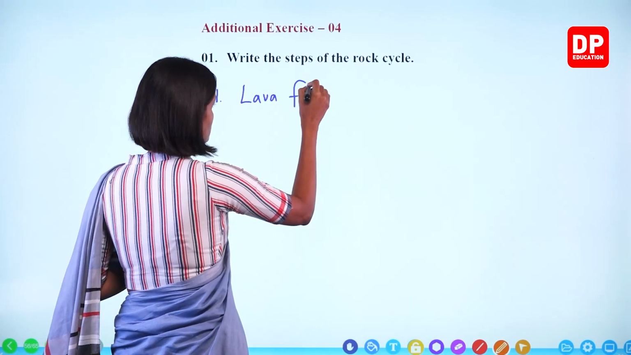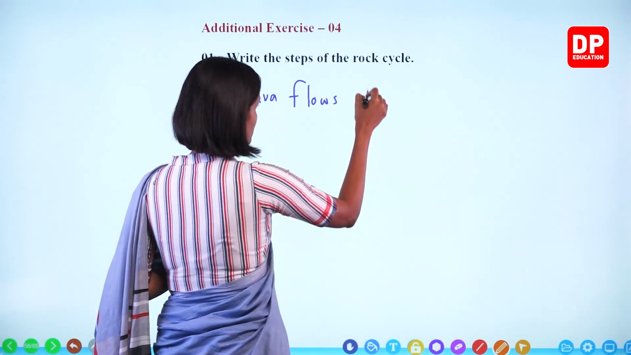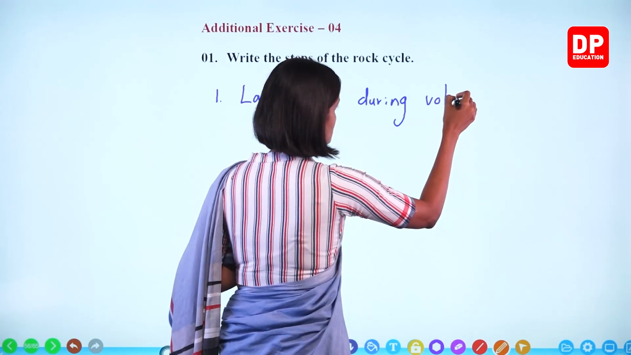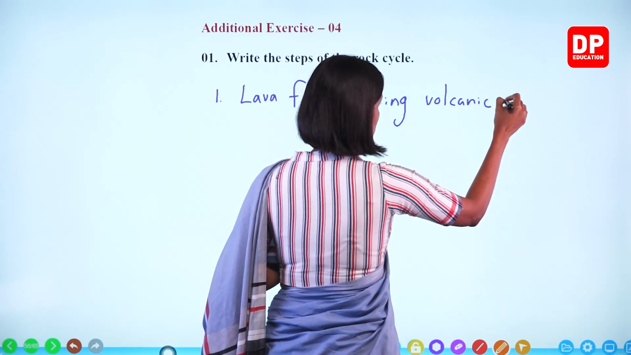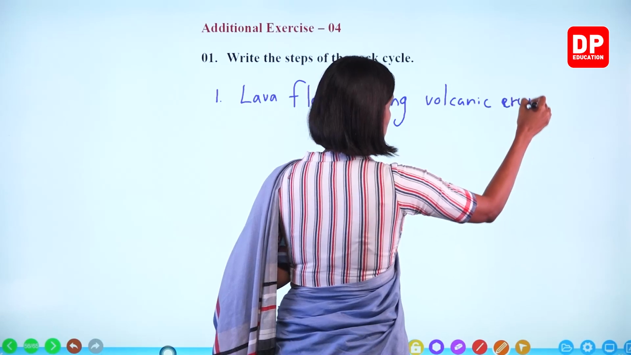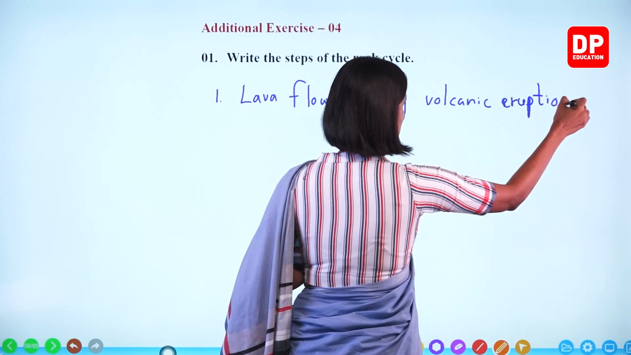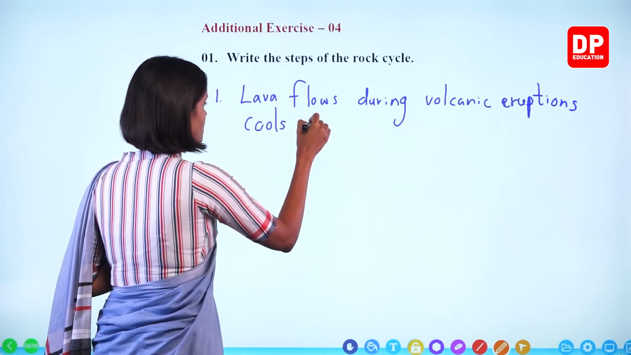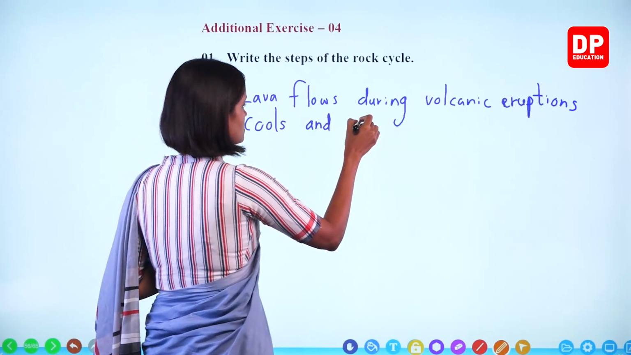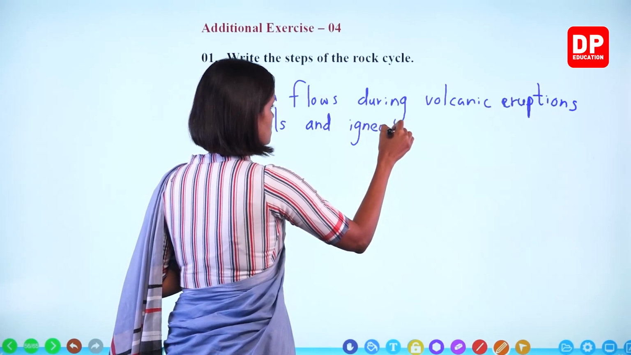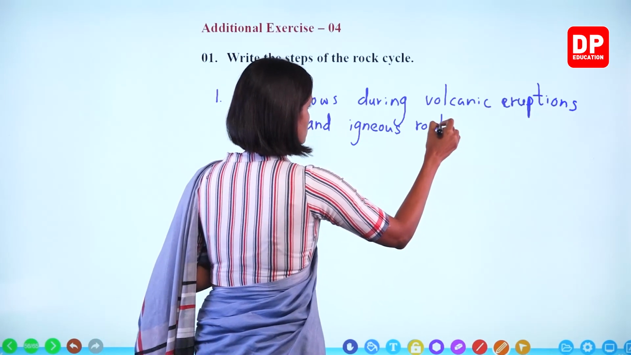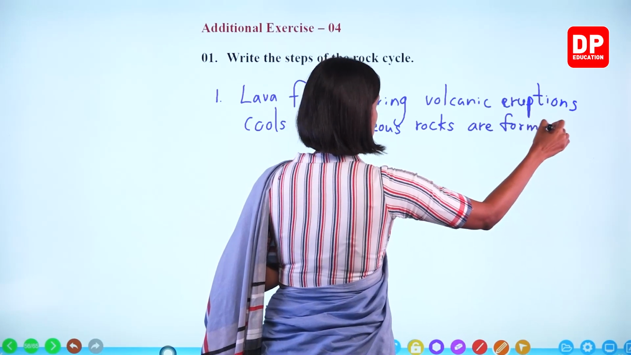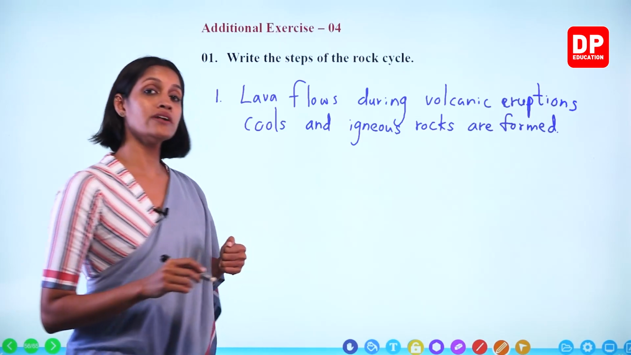Lava flows during volcanic eruptions, cools, and igneous rocks are formed. Igneous rocks are formed. Then what happens?